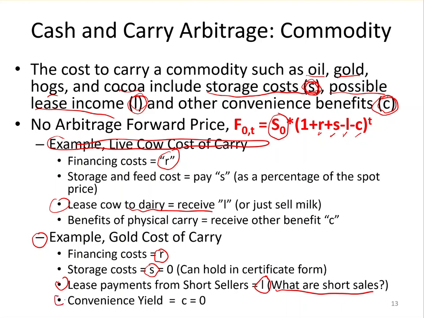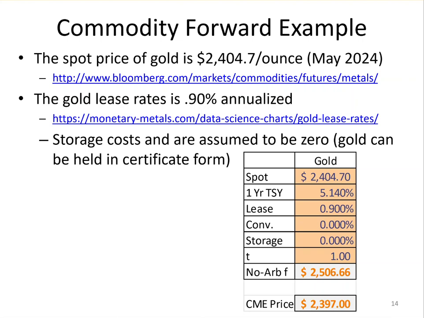And then for gold, we'll just say there's no convenience yield. There's no benefit to having physical holding of it, especially if it's held in certificate form. You can't stare at a nice shiny piece of gold. So let's go ahead and do a calculation for gold. I'm going to go to the spreadsheet.